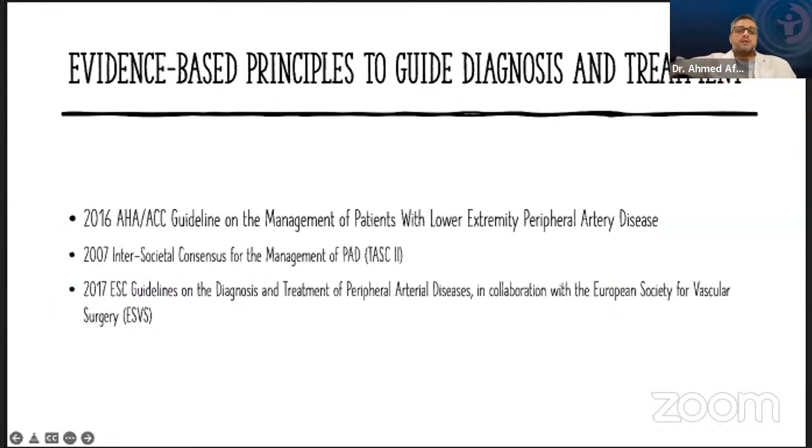Regardless of what evidence-based principles and guidelines you are following, whether it is the American Heart Association or the European Vascular Society or TASC classification, all of them share a lot of things regarding the treatment of peripheral arterial disease. So be familiar with the one that suits your population most.